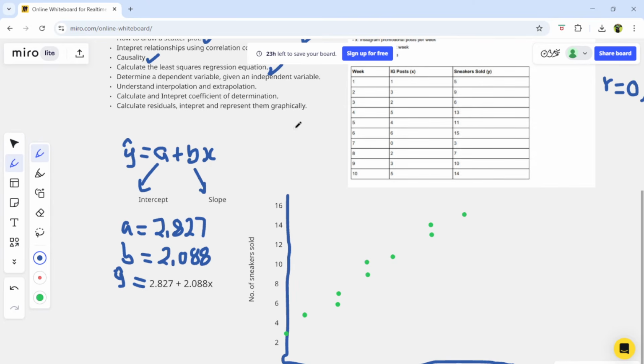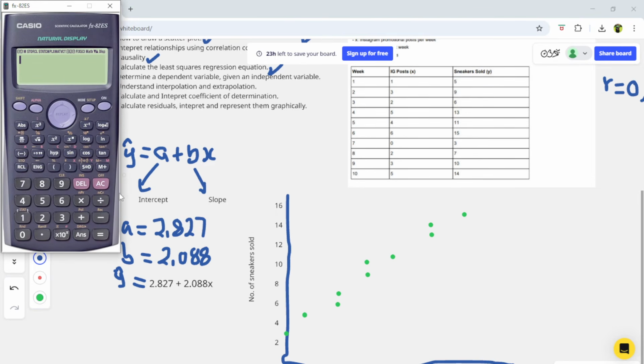which says determine the dependent variable given the independent variable. All right, for example, we have this information here. Then you want to know how many sneakers we're going to sell if we post 7 posts for that particular week. You can see that there's no information of posting 7 IG posts and the number of sneakers sold if we do that. So that's what we want to determine now. So we're going to use the calculator for that.